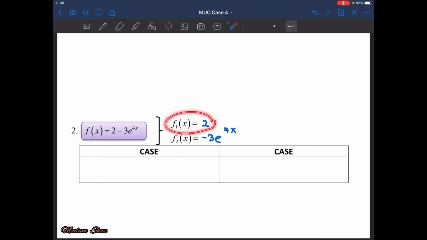So f1(x) is from case 1, whereby you have a polynomial function. f2(x) is the exponential function, so this one is from case 2. Now you have to write your yp1 according to the polynomial function. You have 2 here, so yp1 is equal to c. For yp2, according to the exponential function, you have negative 3 exponent 4x. So yp2 will become c exponent 4x.